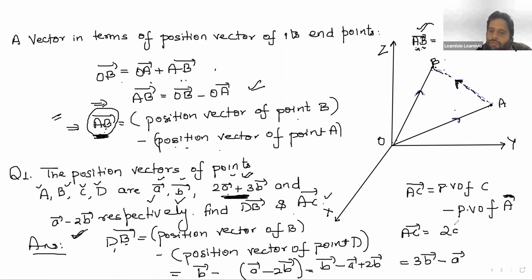So it is 2A plus 3B minus position vector of A. What is the position vector of A? A. So 2A plus 3B minus A. What will you get? 2A minus A is A, so A plus 3B. Is it clear for now?